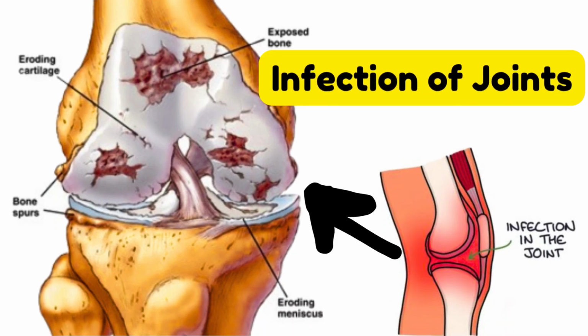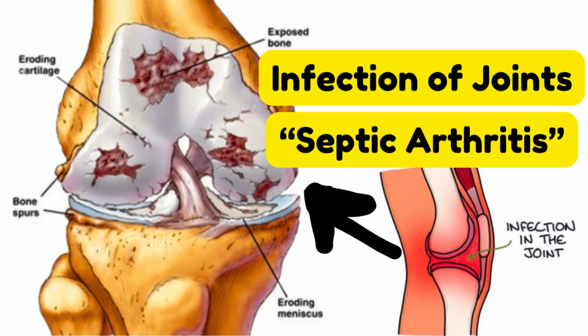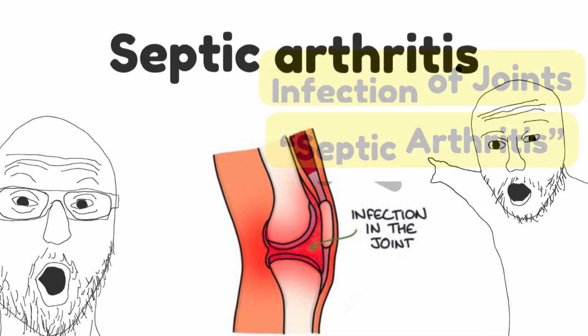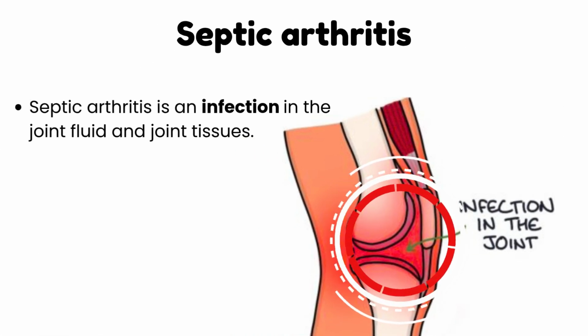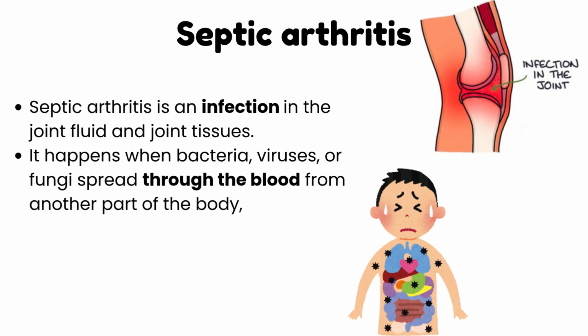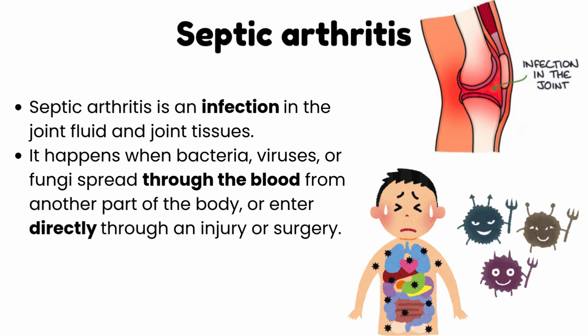Infection of joints, also known as septic arthritis. What is septic arthritis? Septic arthritis is an infection in the joint fluid and joint tissues. It happens when bacteria, viruses, or fungi spread through the blood from another part of the body, or enter directly through an injury or surgery.